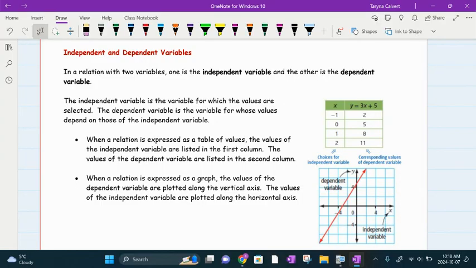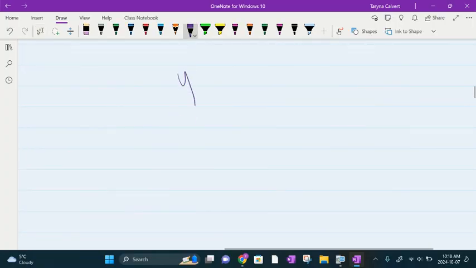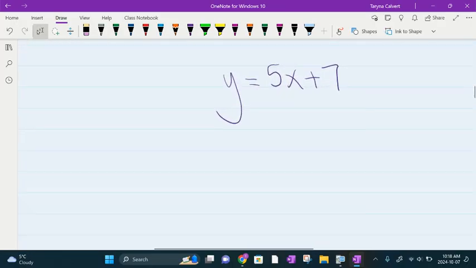If you have an equation, I'm just going to randomly write one, y equals something you're used to: y equals 5x plus 7. Don't write any of this down. Which one is your independent variable? We have two choices, x and y. Okay, so we didn't learn it very well in grade 9. Okay, let's talk about that.